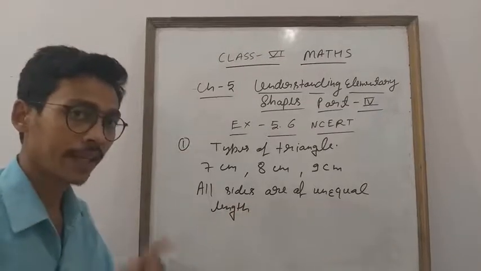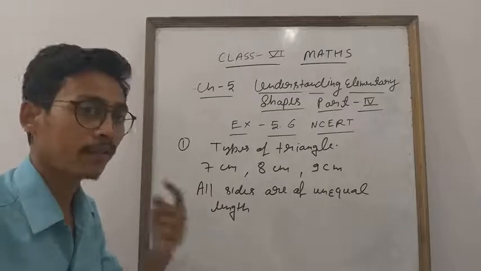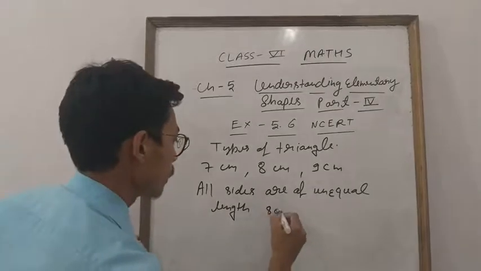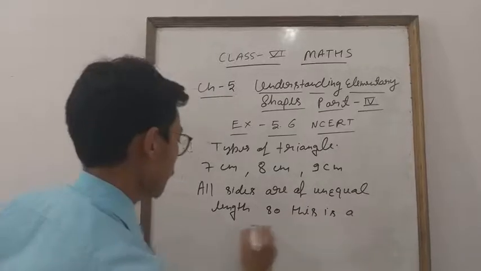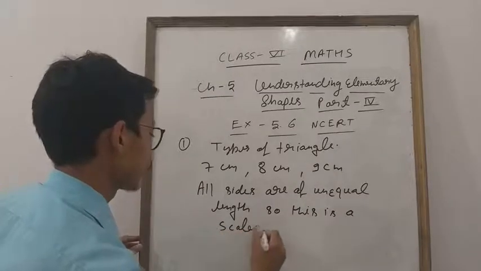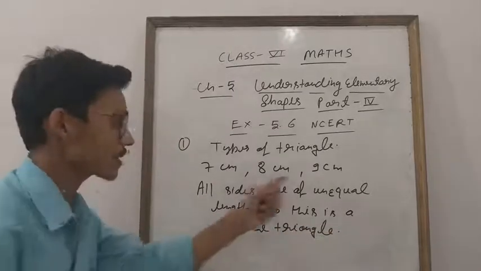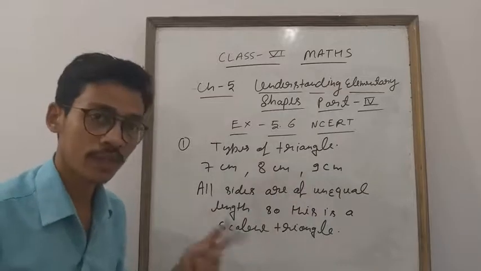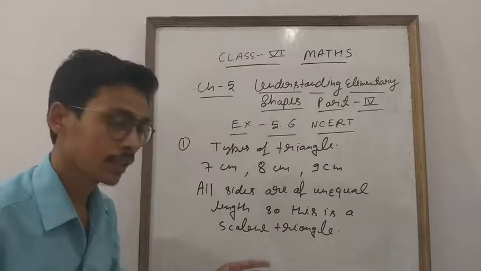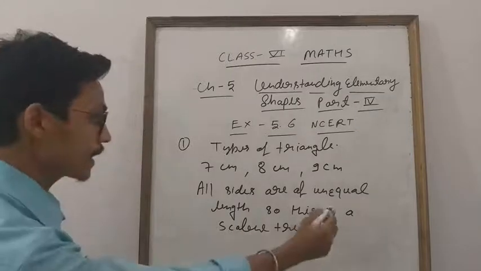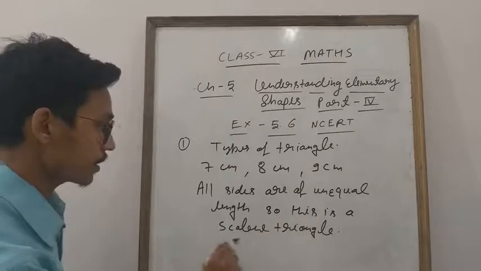Okay everyone? I explained, if all sides are of unequal length, then what is the type of triangle? So this is a scalene triangle. Okay everyone? Why? Because no sides are equal. If two sides are equal, then isosceles triangle. If all sides are equal, then equilateral triangle. If no side is equal, then this is a scalene triangle. See, all sides are of unequal length, so this is a scalene triangle.